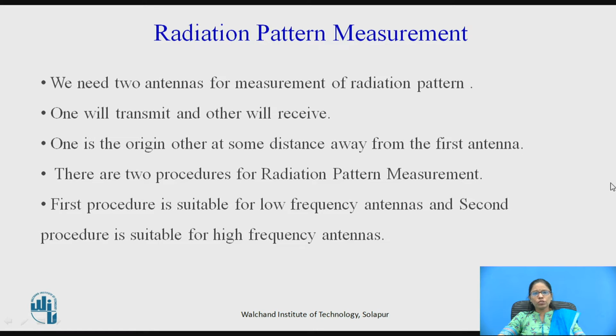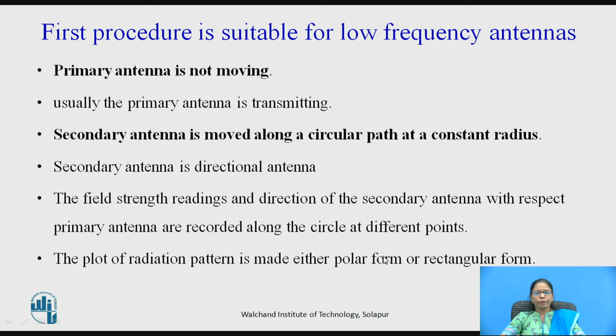There are two procedures for measurement of radiation pattern. The first procedure is suitable for low frequency antenna measurements, and the second procedure is suitable for high frequency antennas. Let us see the first procedure, which is used for low frequency antennas. Here, the primary antenna is not moving. Usually, we use the primary antenna as the transmitting antenna, and the secondary antenna is moving in a circular path at a constant rate.